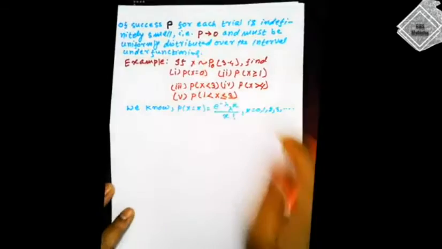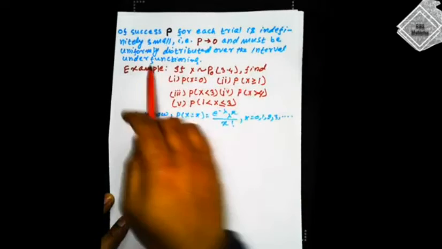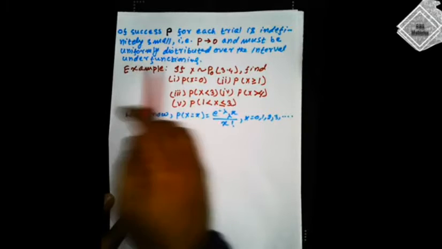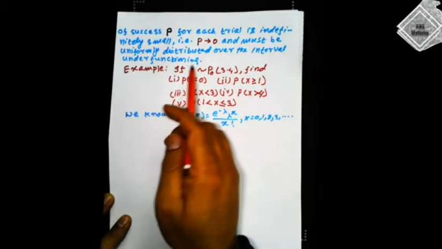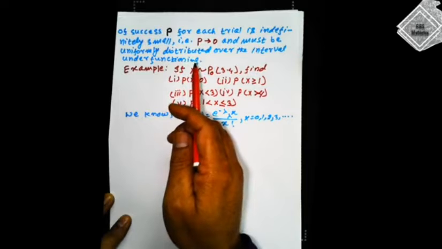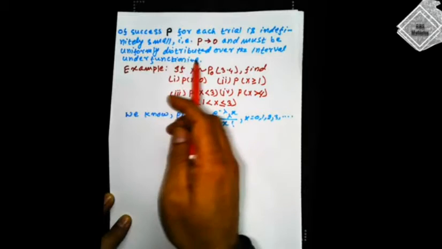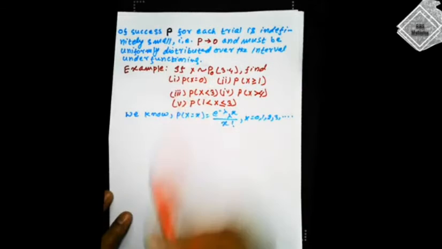So that is, P tends to 0 and must be uniformly distributed over the interval under functioning. Interval under functioning means where the changes are going to take place. That's why we can say it should be uniformly distributed over the interval under functioning.